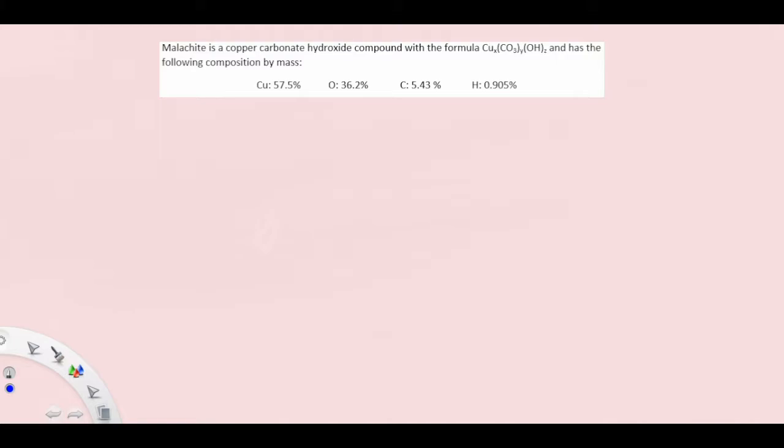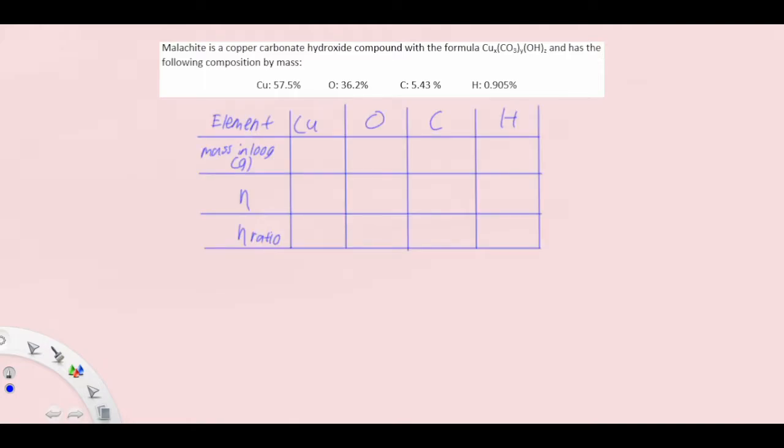So we have metallurgite, a copper carbonate hydroxide compound, and the formula is given right there and has the following composition by mass. So you have the four elements: cuprum, aka copper, hydrogen, oxygen, and carbon. What you guys would do is basically draw this table and assume that there are 100 grams of metallurgite. From there, we can then calculate the mass of copper, oxygen, carbon, and hydrogen in 100 grams of metallurgite.